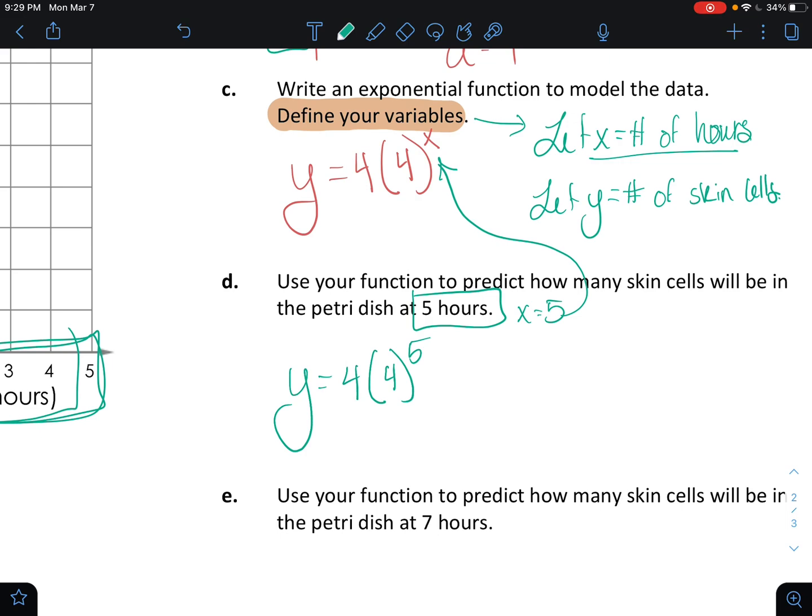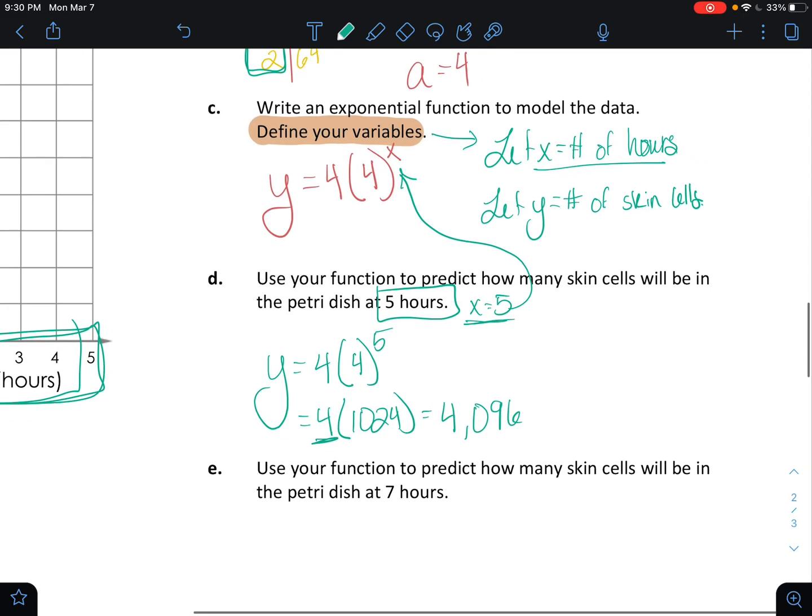Of course, I don't have my calculator on me, so give me just 1 second. 4 times 4 times 4 times 4 times 4, 5 times. Gives me 1,024. So we'll have 4 times 4 to the 5th, so we're going to multiply it by 4 one more time. You can also just type this straight into your calculator, and you would get 4,096.